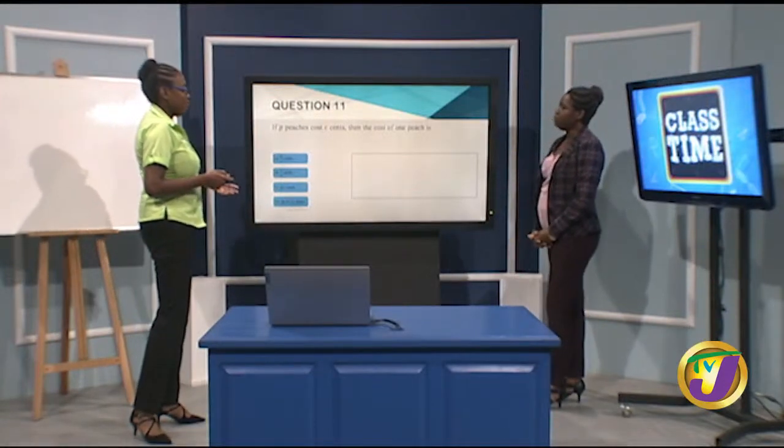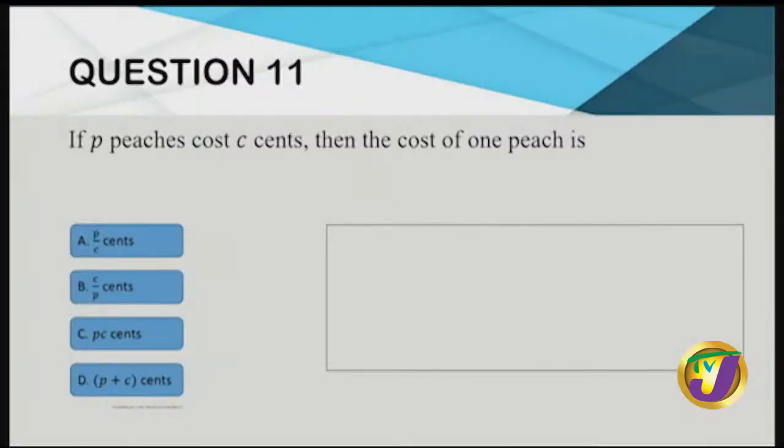All right, this one, many students are going to say, oi, letters, no numbers. So this one is consumer arithmetic, but we're using some variables here. If peaches cost C cents, then the cost of one peach is... To get you a little bit more comfortable, let's use some numbers.